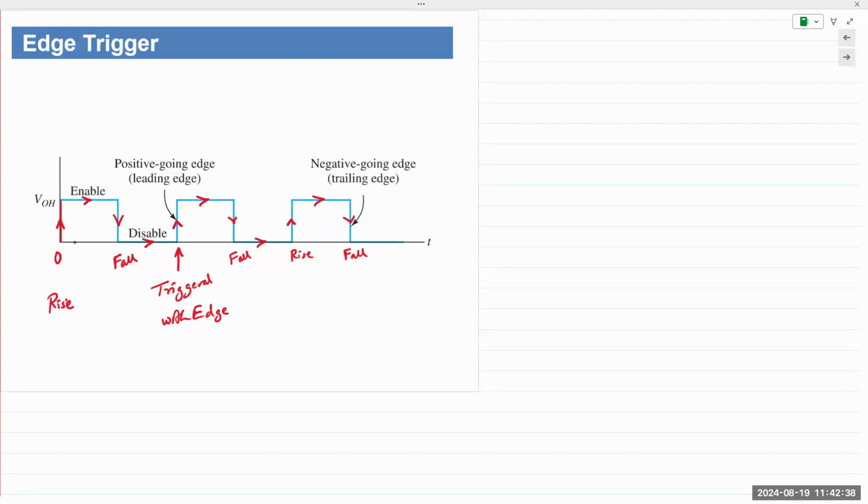We can design systems to function for both a rising edge and a falling edge. If a response of a system is initiated because of a rising edge, we call the circuit as a rising edge triggered. If the response of a system is initiated because of a falling edge, we call it a falling edge triggered. Okay, so rising edge trigger and falling edge trigger.